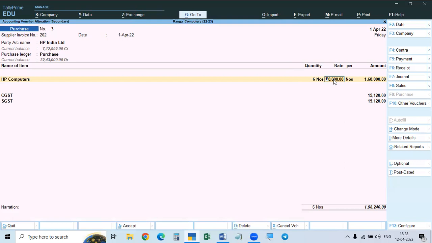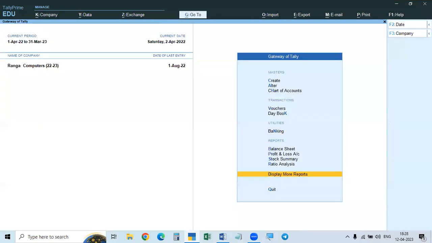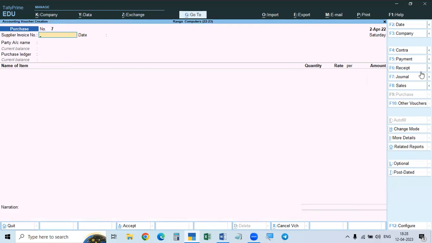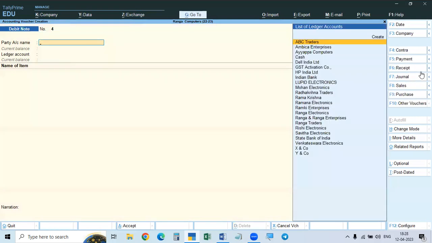So whether reducing quantity, or quantity being correct and reducing price, we have to issue a debit note. The number is 202, same thing, 202 for April. To take up the voucher, Alt F5. So what is the HP India Limited?